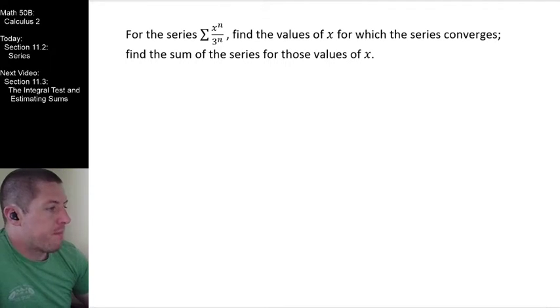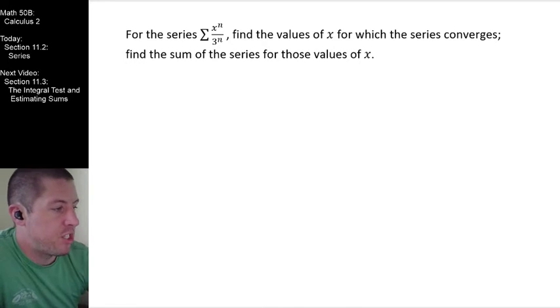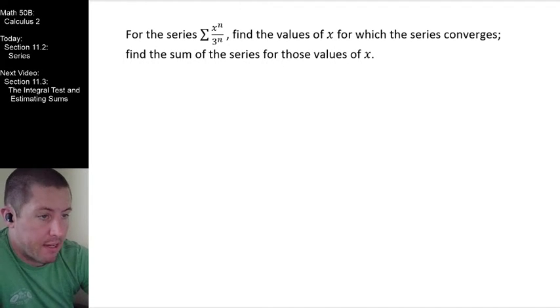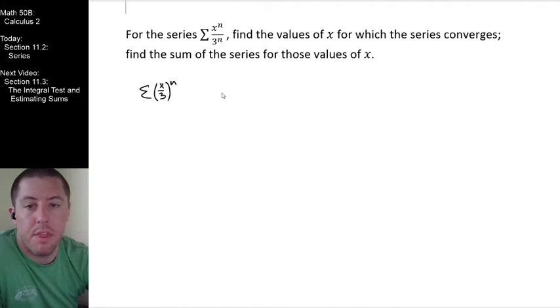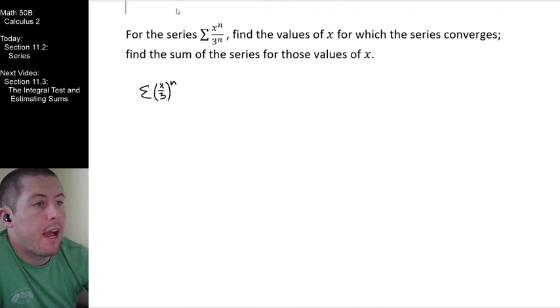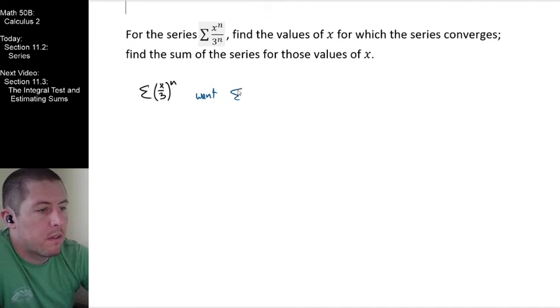All right. So what I'm thinking to myself is that the only way that I can judge this is if this is, in fact, a geometric series. So let's see if we can write it that way. The first thing that I'm seeing here is that I can certainly write this as x over 3 all to the n power. And I know that I want this in the form a r to the n minus 1.